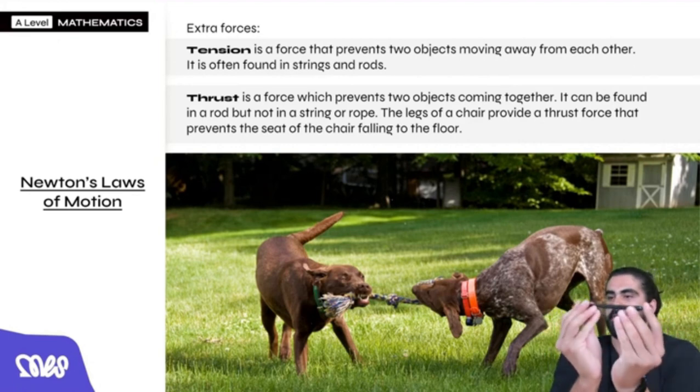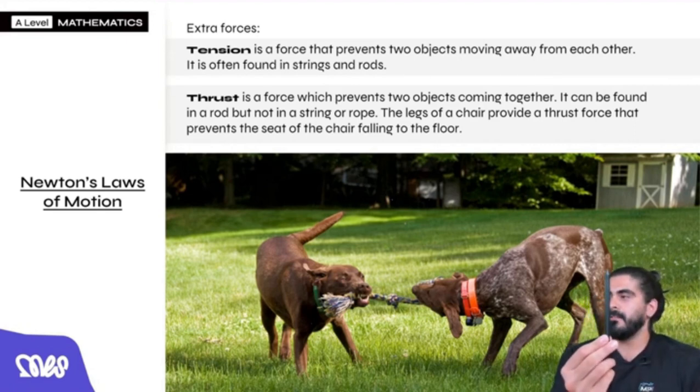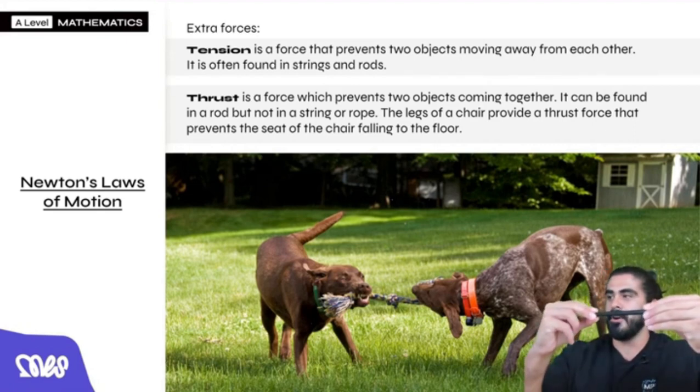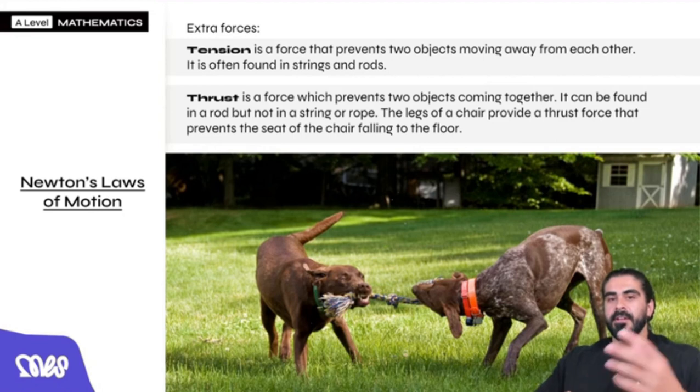So I can't push my fingers together because the thrust force is stopping me doing that. So rods, like a pen, are super powerful because you can pull apart and it will stop you doing that. You can push together and it will stop you doing that. So it can be found in a rod. The legs of a chair provide a thrust force that prevents the seat of the chair falling to the floor.